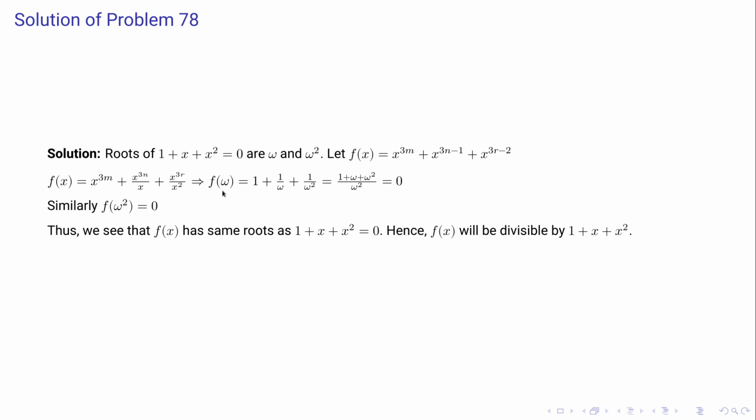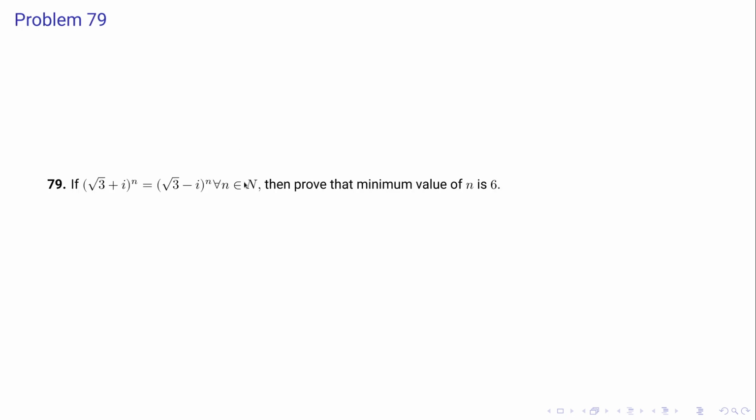We substitute omega for x. We get 1 plus 1 by omega plus 1 by omega square, because all these powers are multiples of 3. So when we substitute omega for x, it will become 1. Now we take LCM in this, we get 1 plus omega plus omega square by omega cube. Now 1 plus omega plus omega square is 0. So similarly, f of omega square is 0. So we see that f of x has the same roots as 1 plus x plus x square is equal to 0. So f of x will be divisible by 1 plus x plus x square.